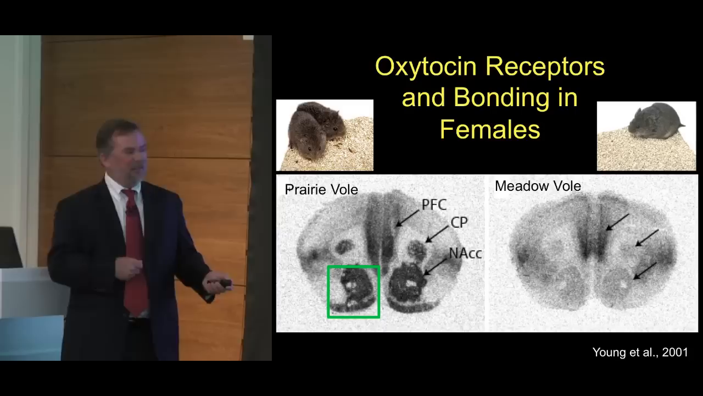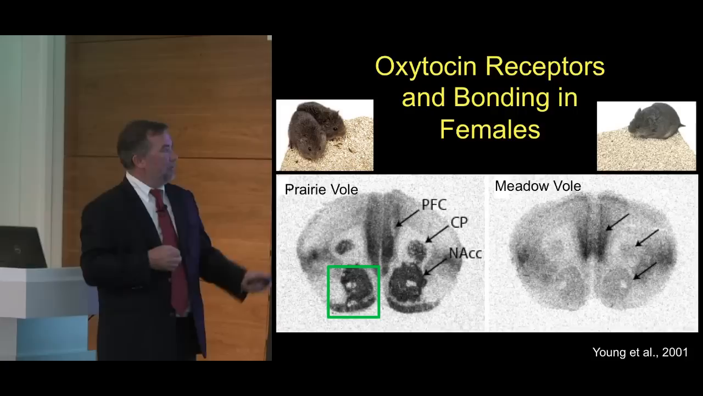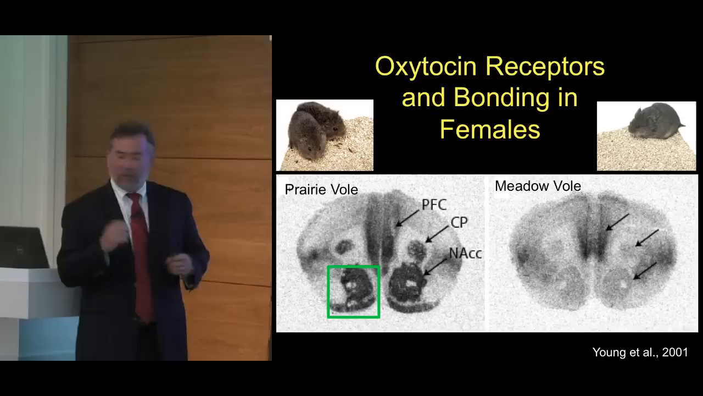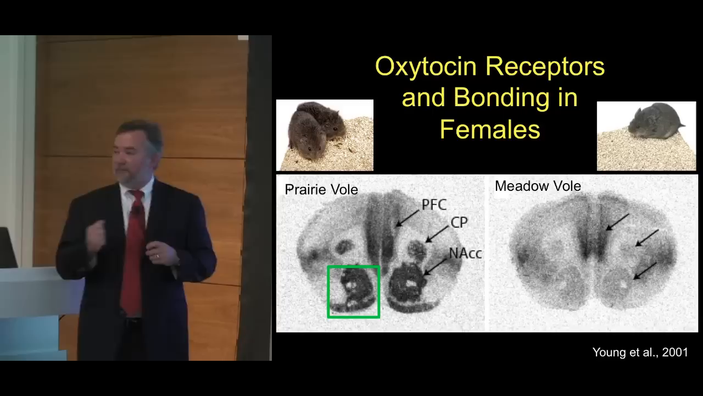Meadow voles are not. These are kind of like mice. Mice have no receptors there either. And we can do site-specific infusions of antagonists, and we show that if you block the prefrontal cortex or the nucleus accumbens, you prevent the formation of this attachment. Okay? So these areas are involved in reward, reinforcement, addiction, habit, and we also find that they're involved in formation of pair bonds.